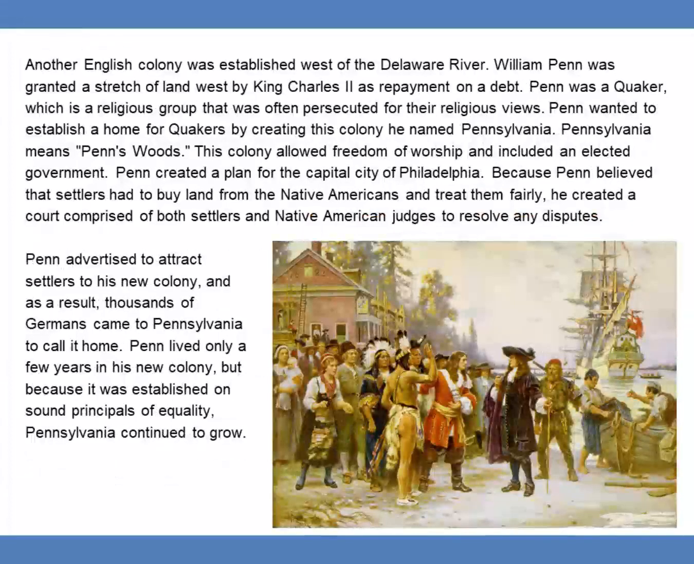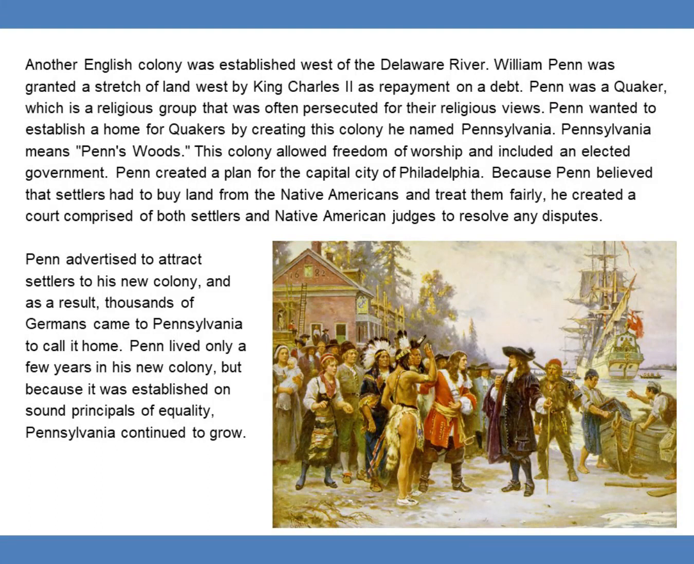Another English colony was established west of the Delaware River. William Penn was granted a stretch of land west by King Charles II as repayment on a debt. Penn was a Quaker, which is a religious group that was often persecuted for their religious views. Penn wanted to establish a home for Quakers by creating this colony he named Pennsylvania. Pennsylvania means Penn's Woods. This colony allowed freedom of worship and included an elected government.